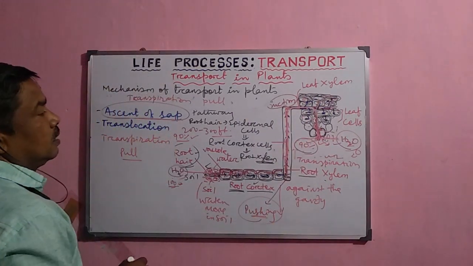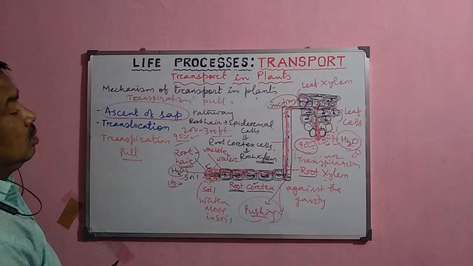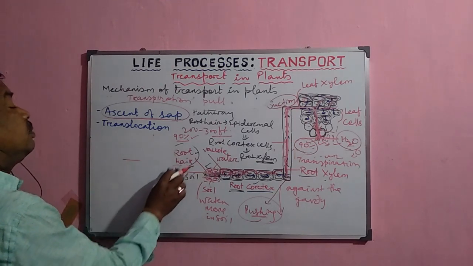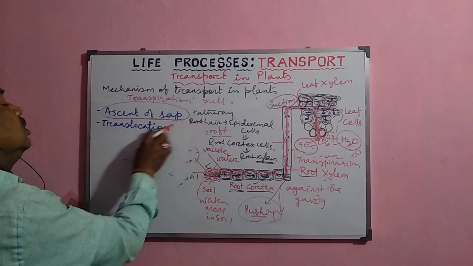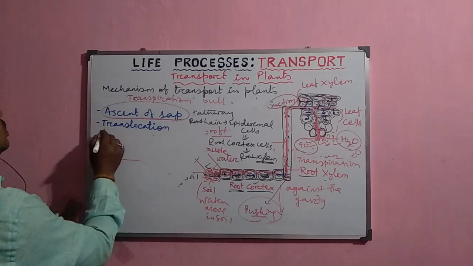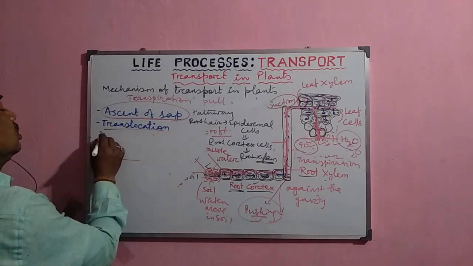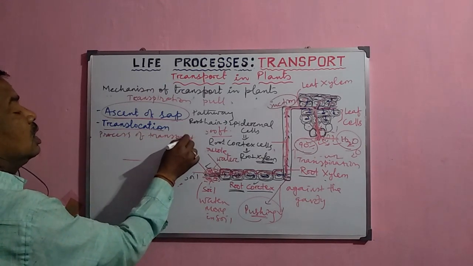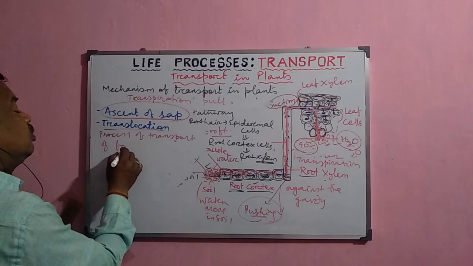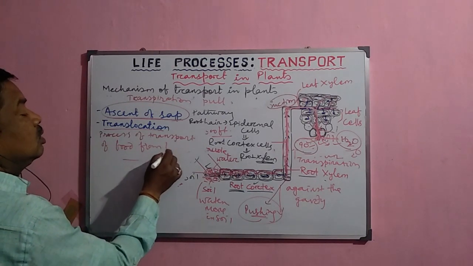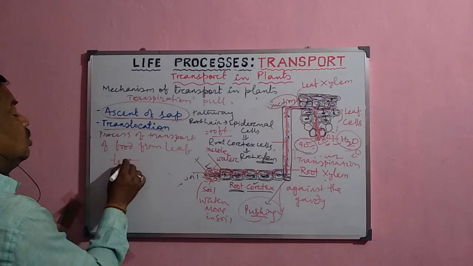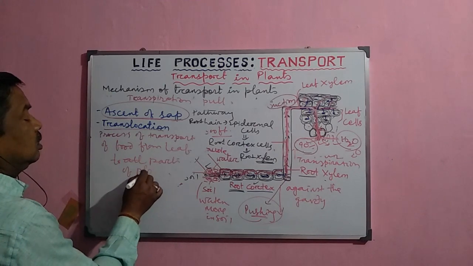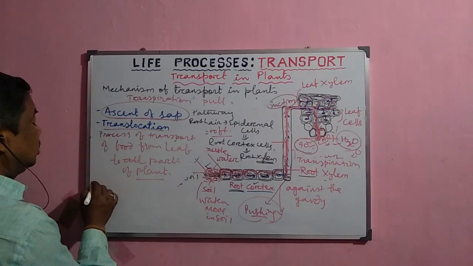And by this transpiration pull pressure, the water continuously moves in this direction and is lost to the environment through the stomata. Now, next is the movement of the prepared food material from the leaf to all parts of the plant. This is the process of transport of prepared food material from leaf to all parts of the plant. It is called translocation.